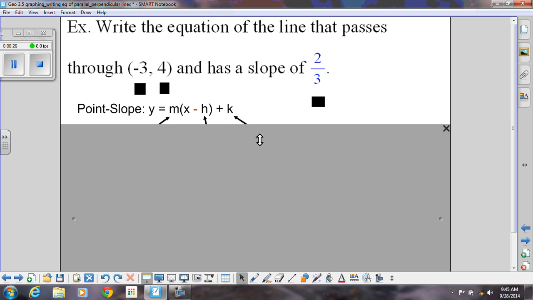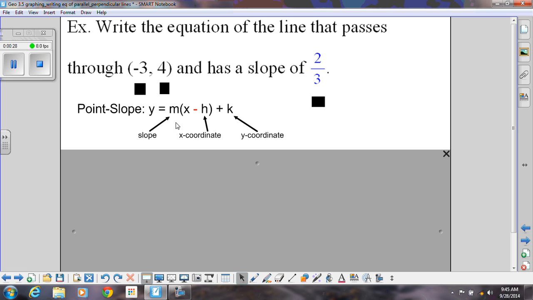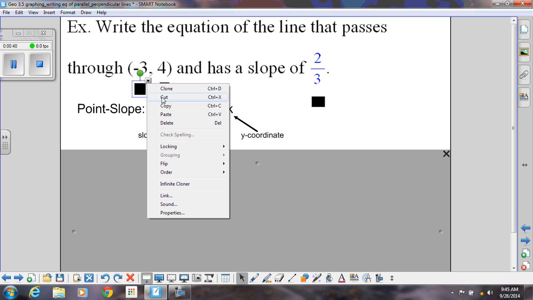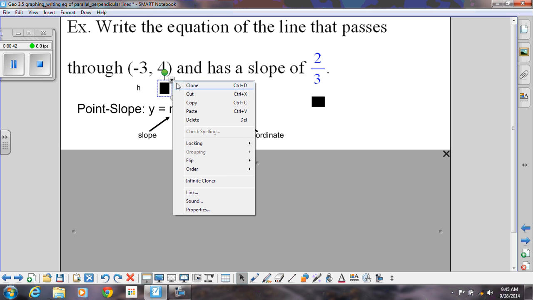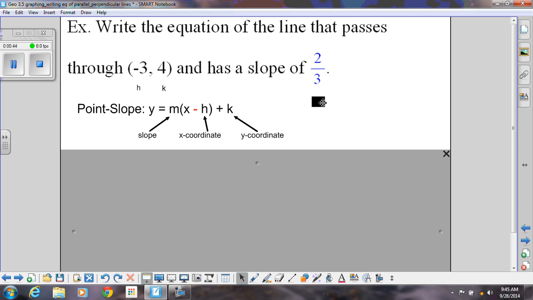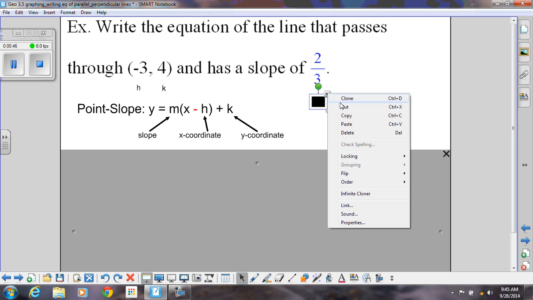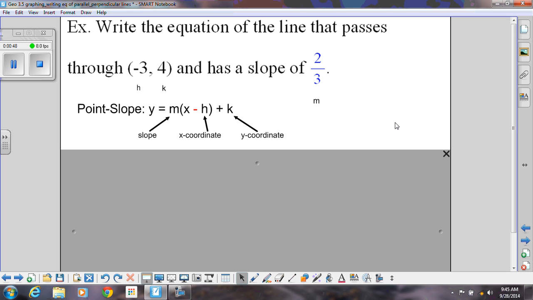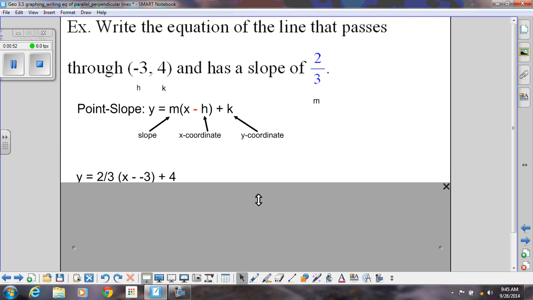Remember that m is still your slope, that's all that letter means. h is the x coordinate of your point, and k is the y coordinate of your point. So in this example, -3 is going to be my h, 4 is going to be my k, and 2/3 is my slope, that's the m. When I plug those values into my formula, it's going to look like this.